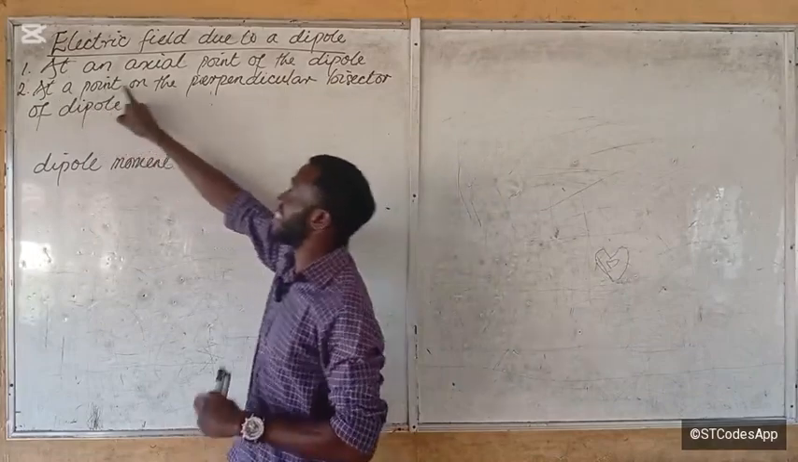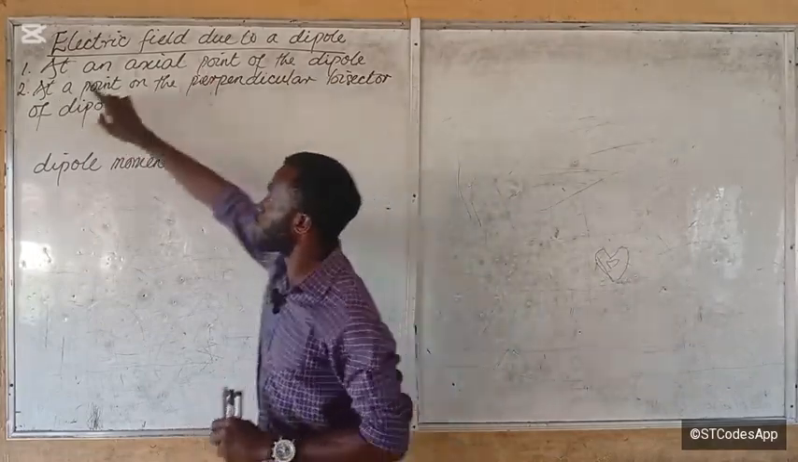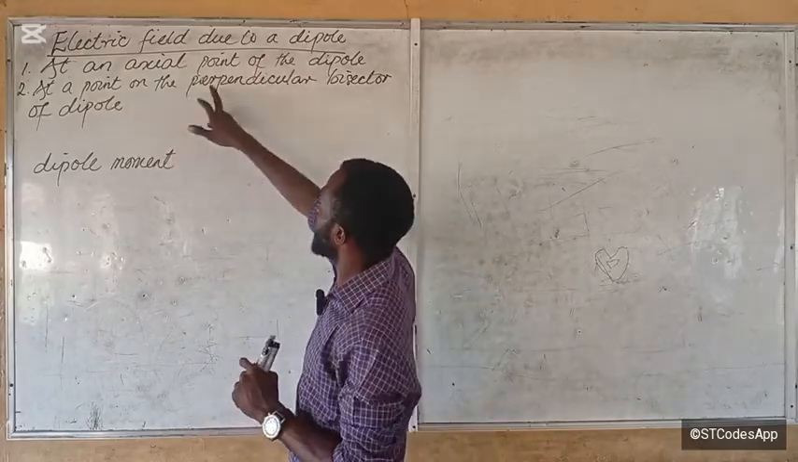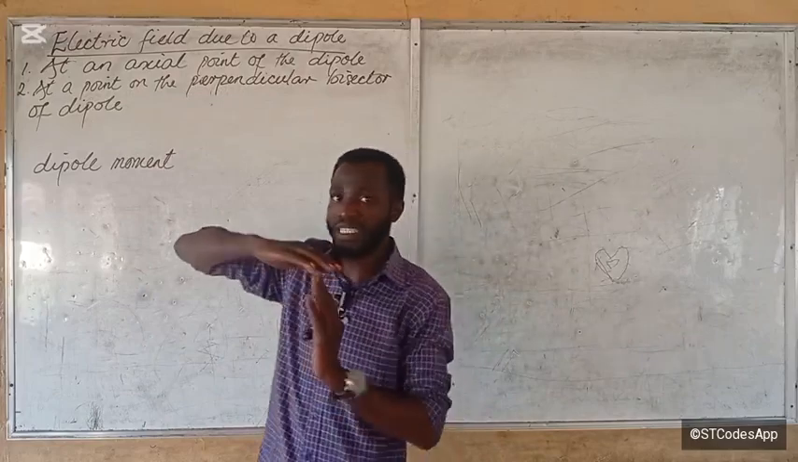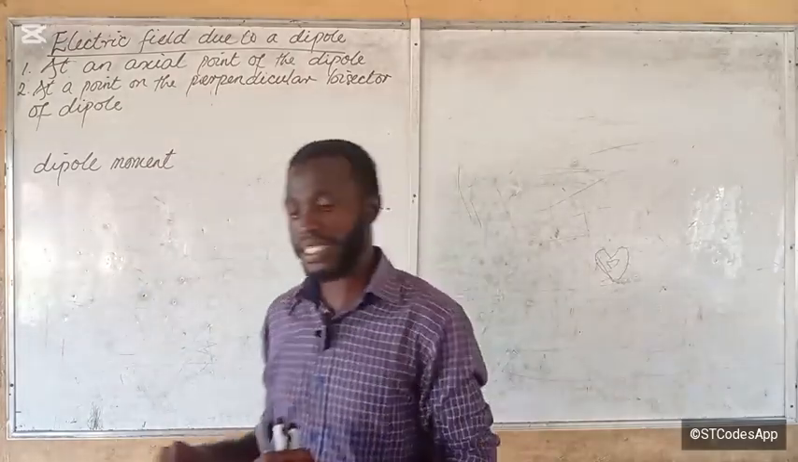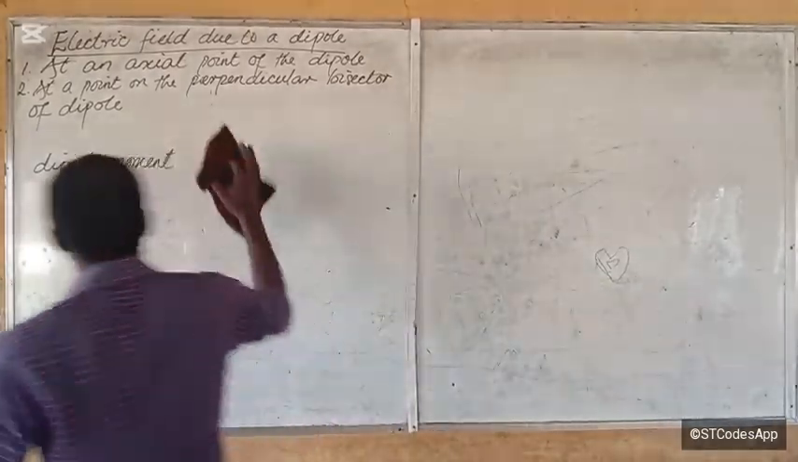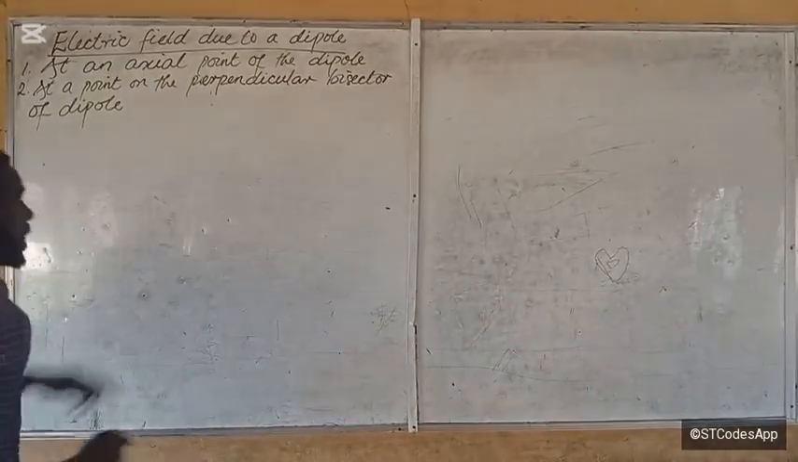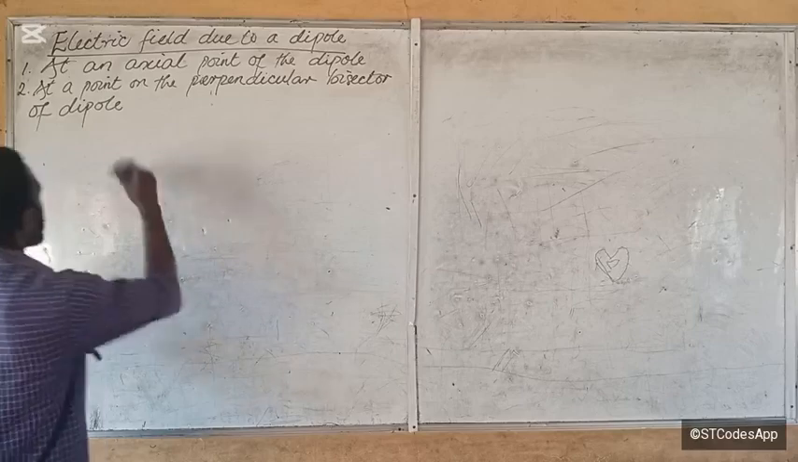Then we can also calculate the electric field due to a dipole at a point that is now on the perpendicular bisector of the dipole. Diagrammatically, okay, diagrammatically, let me show you.